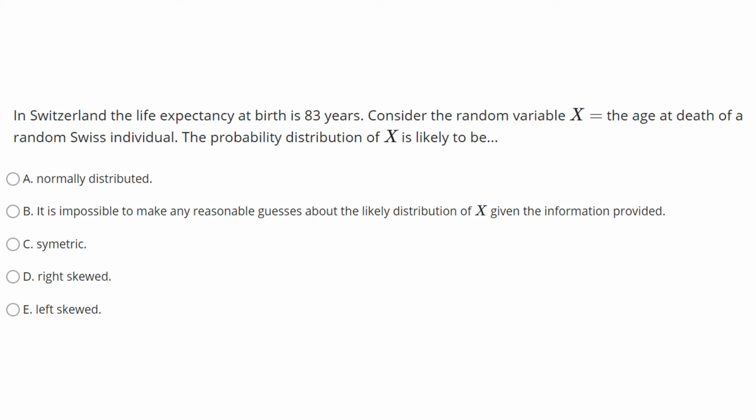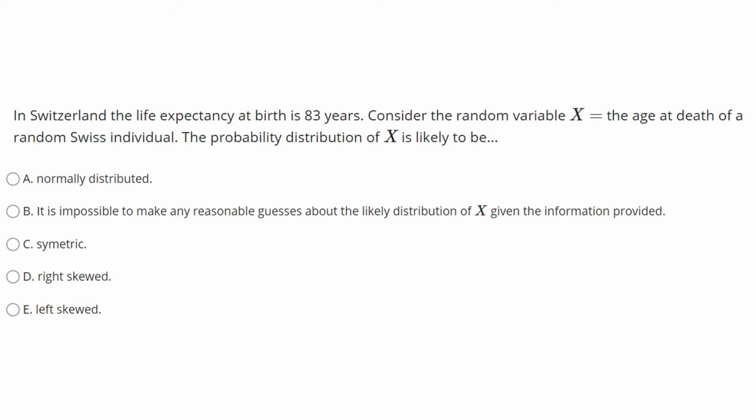All right, this is a fun one. In Switzerland, the life expectancy at birth is 83 years. Consider the random variable x, the age at death of a random Swiss individual. The probability distribution of x is likely to be, so if you could sample a bunch or consider the whole population of Swiss people, what will the distribution of their age at death look like, given that the life expectancy at birth is 83 years?